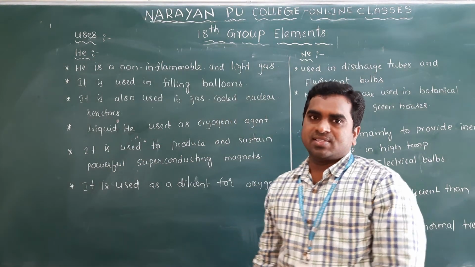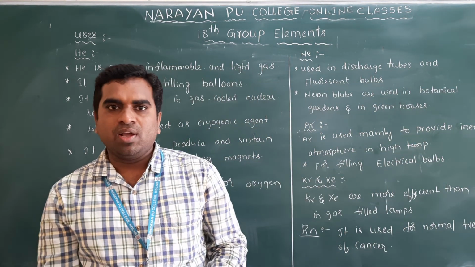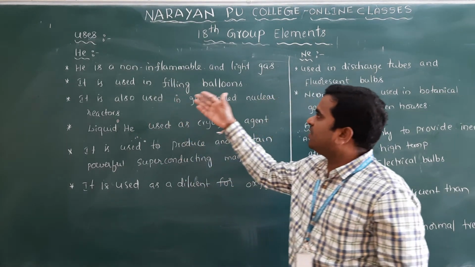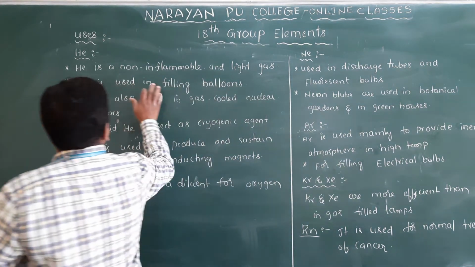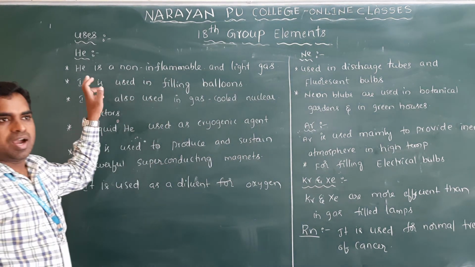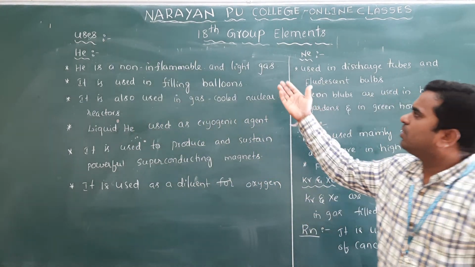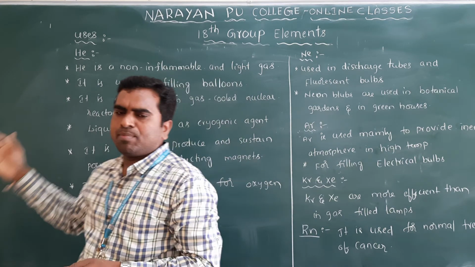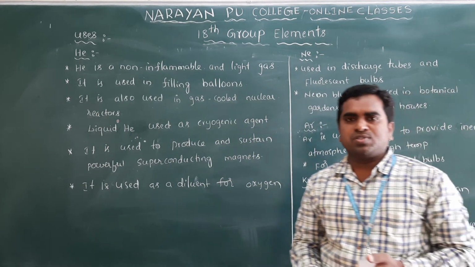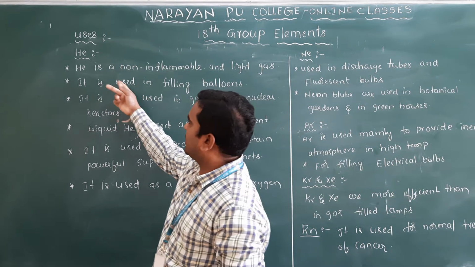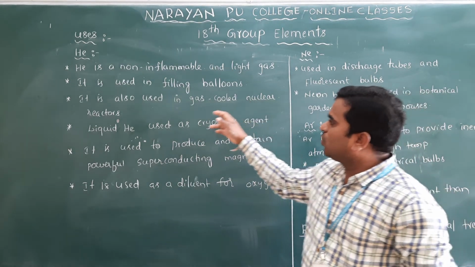Helium is a non-flammable, light gas. Suppose you take hydrogen: hydrogen is inflammable and catches fire easily, but helium is a non-inflammable gas. It is lighter than air and is used in filling balloons. You might have seen balloons mainly filled with hydrogen or helium. Since hydrogen is inflammable, nowadays helium is used for filling the balloons.